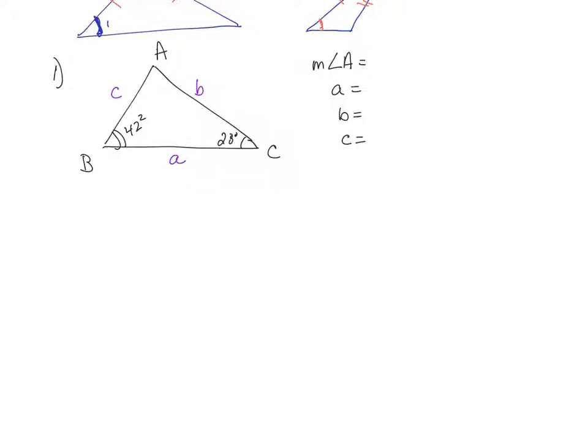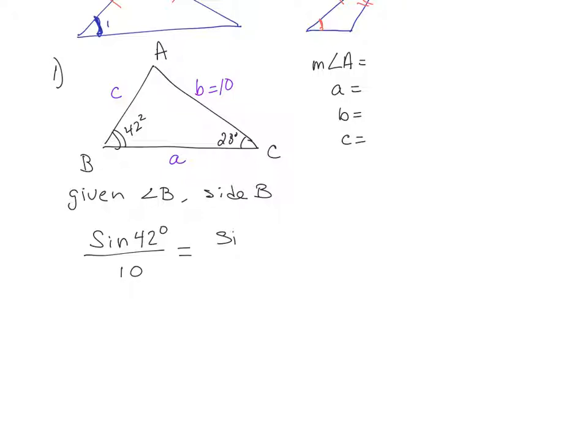So to start off with, because I'm given both angle B and C, and I'm also given that side B is equal to 10, I'm going to start using the ratio with B. The reason I'm starting with B is because I'm given both angle B and side B. So angle B is the sine of 42 degrees over the length of side B, which is 10. Now, the next one I'm going to do is angle C.